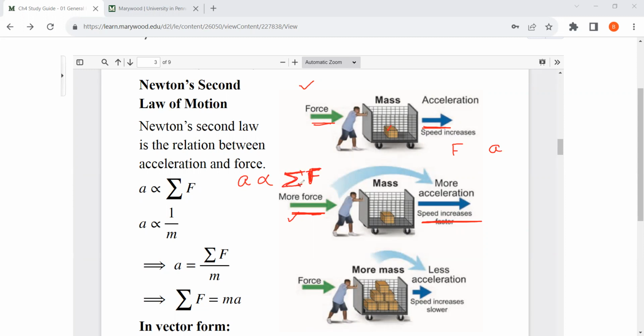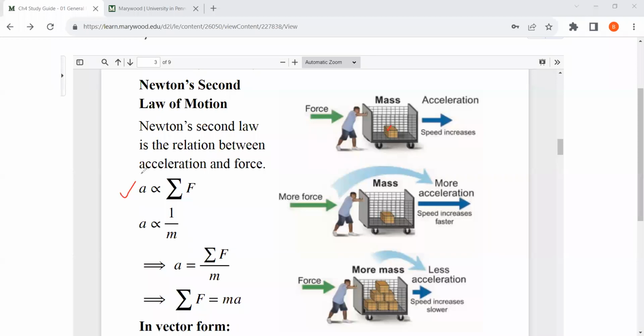If you compare the first and second picture, you can see that when you increase the force, the acceleration will also increase. When you decrease the force, the acceleration will decrease. So acceleration and the net force are proportional to each other. All right, so this is the first relation.